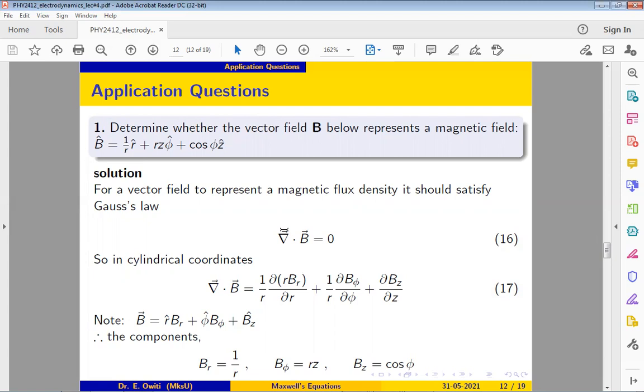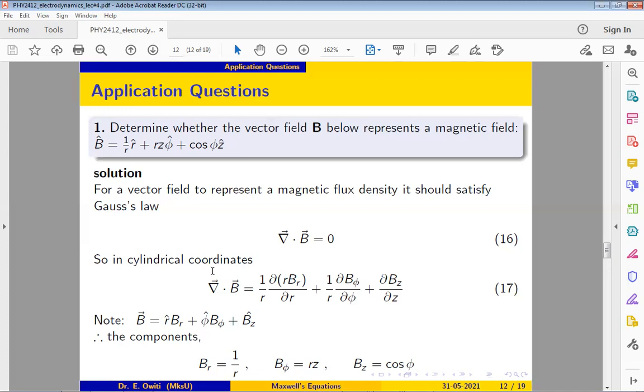So the solution looks like this. Any vector field that represents a magnetic flux density must satisfy the Gauss law. And the Gauss law is the divergence of B equals 0. Remember this one we discussed, and this one simply means the magnetic monopoles do not exist.